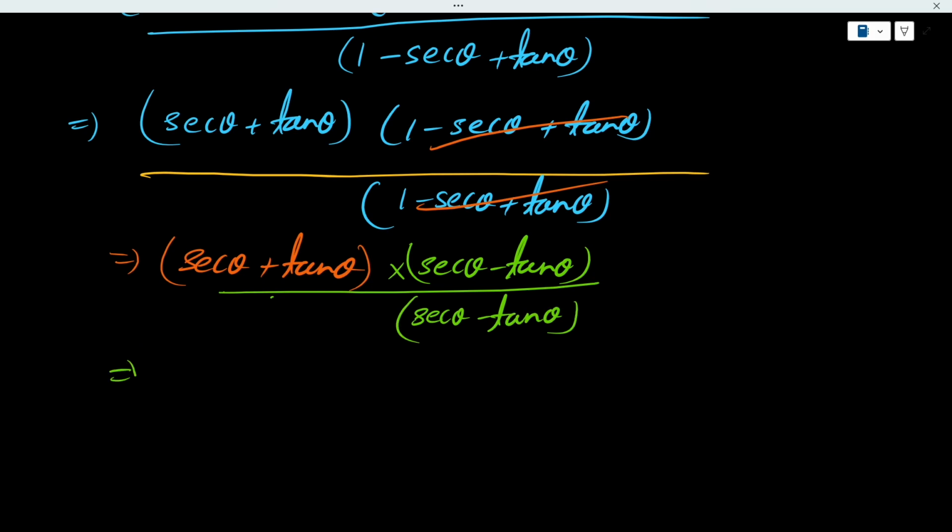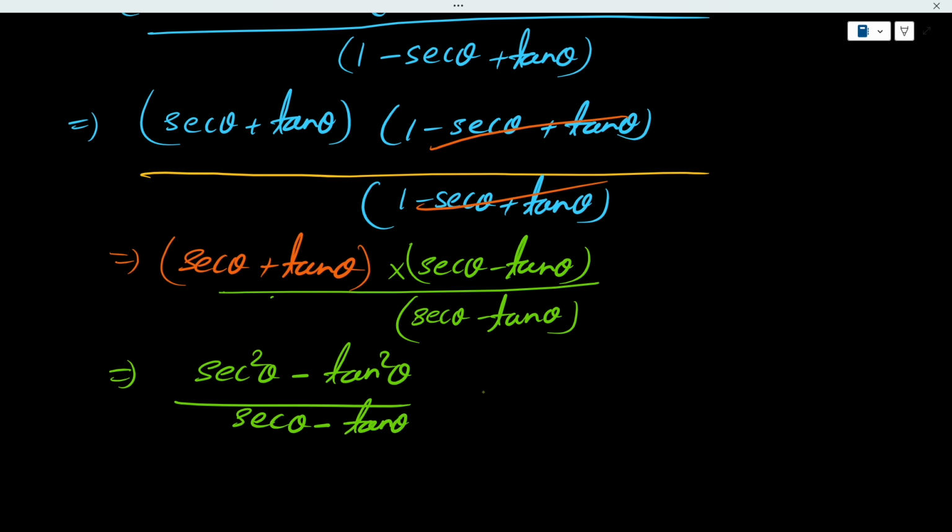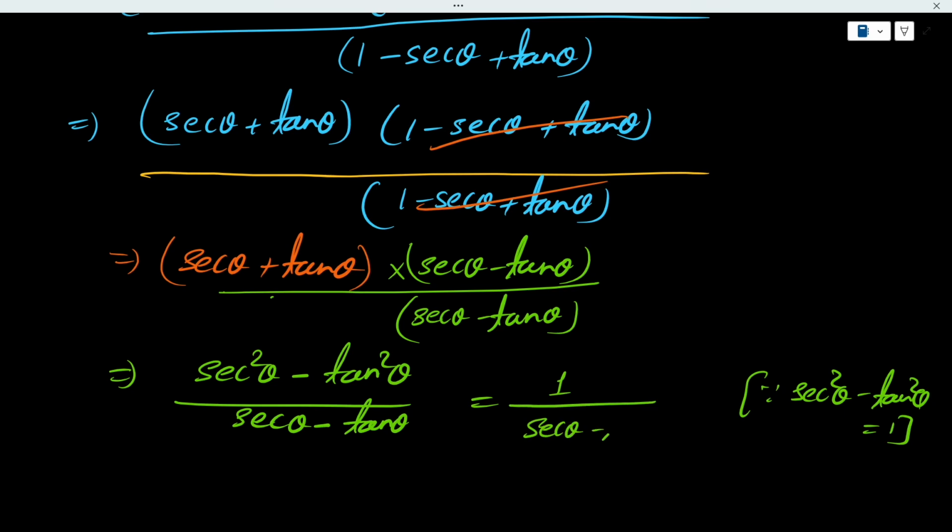So what will happen to the numerator now? It is in a plus b, a minus b form. So it will become sec square theta minus tan square theta by sec theta minus tan theta. Now you know that sec square theta minus tan square theta is 1. So my numerator has become 1, and here sec theta minus tan theta. So you reach the right hand side.